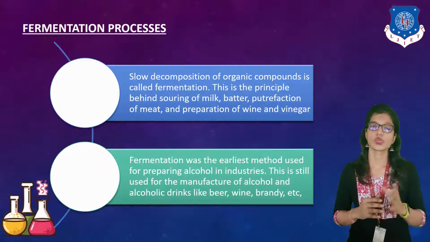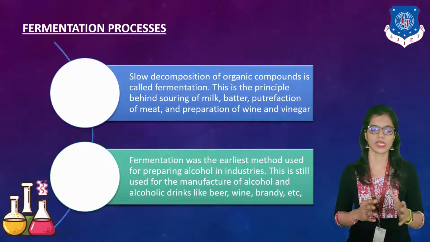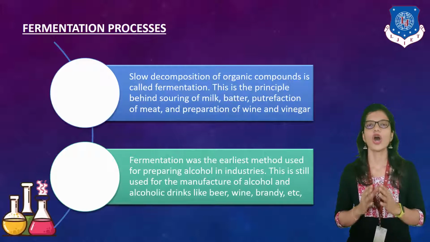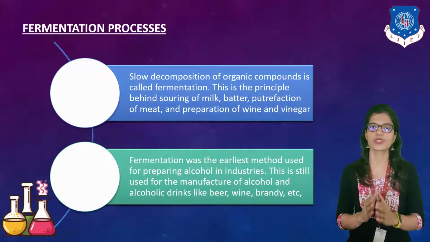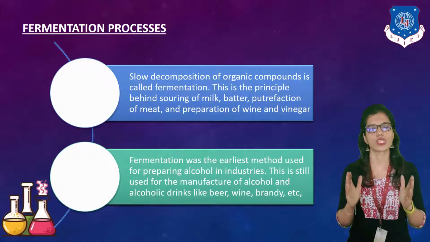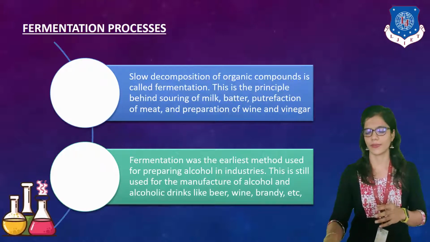Fermentation was the earliest method used for preparing alcohol in industries. This is still used for the manufacture of alcohol and alcoholic drinks like beer, wine and brandy, etc. Almost each and every kind of alcohol is produced through the fermentation process only.